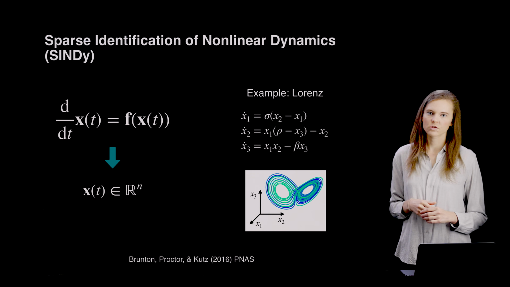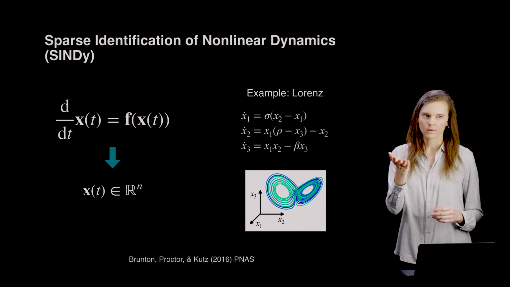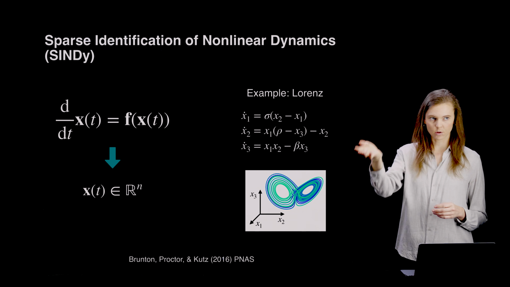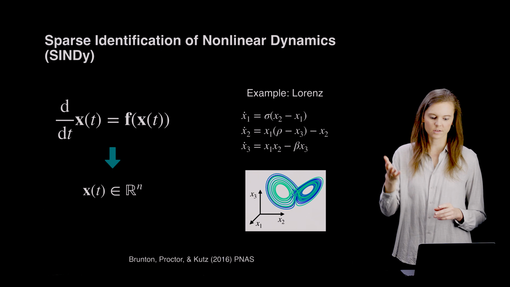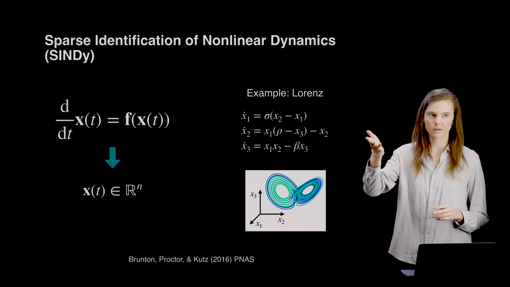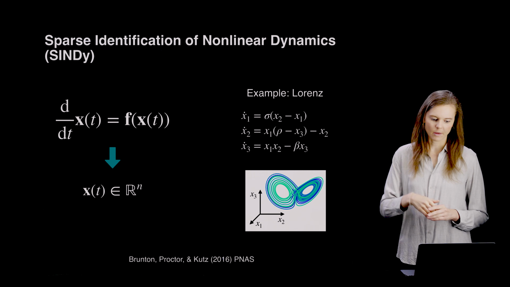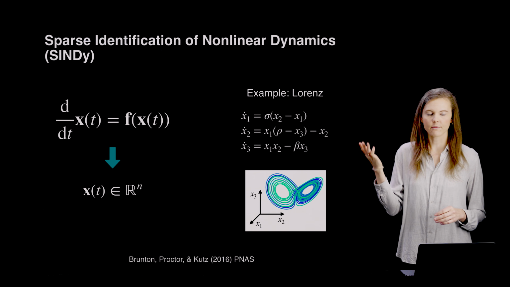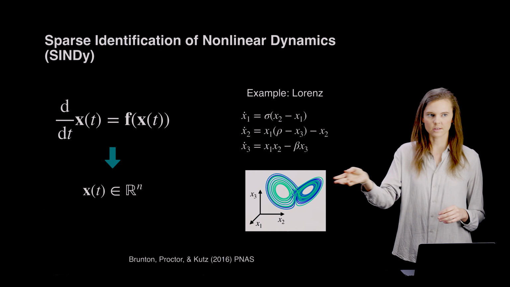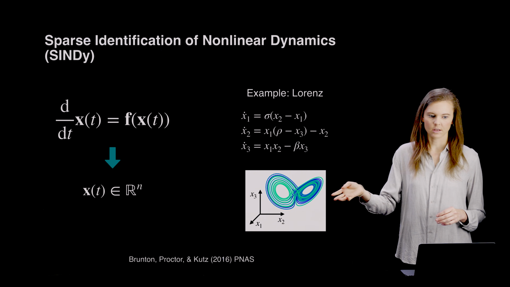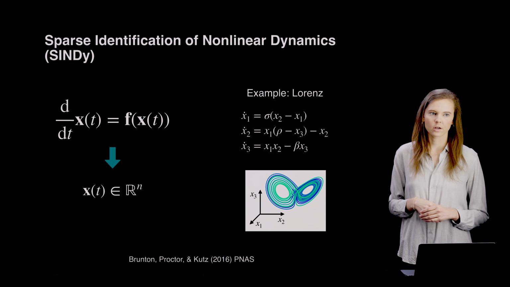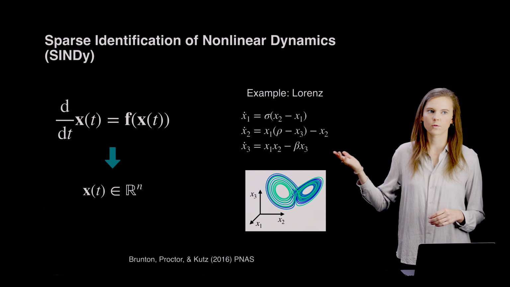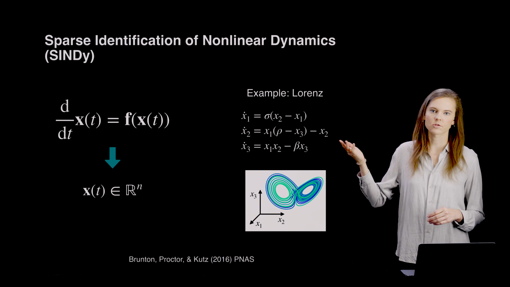So as an example, we can just consider the canonical Lorenz system seen here. So here we have a set of three equations. So this is a state variable in 3 dimensions. And this set of functions on the right-hand side here make up our f that describe the dynamics. And then we can see the dynamics in this plot here.